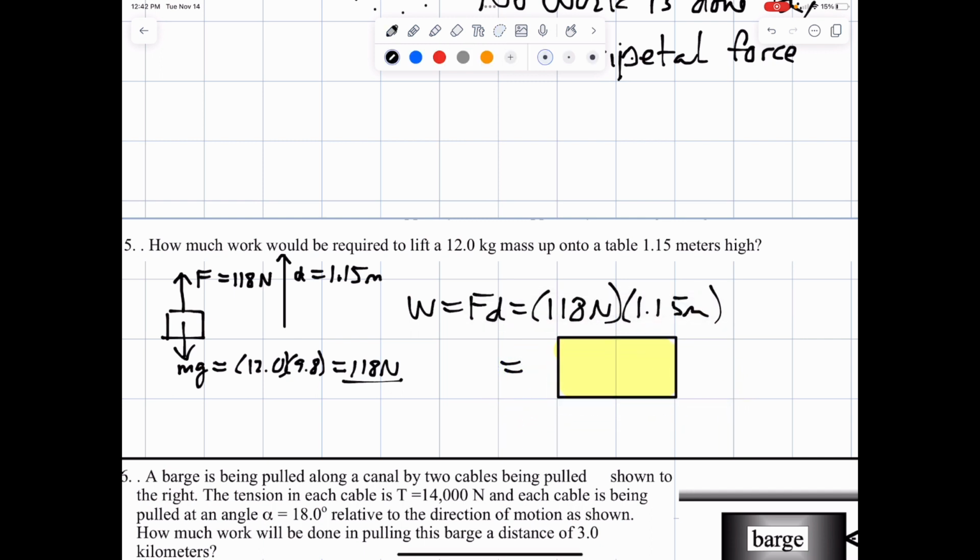Please take a moment to put that in your calculator. You all should be getting about 136 joules.